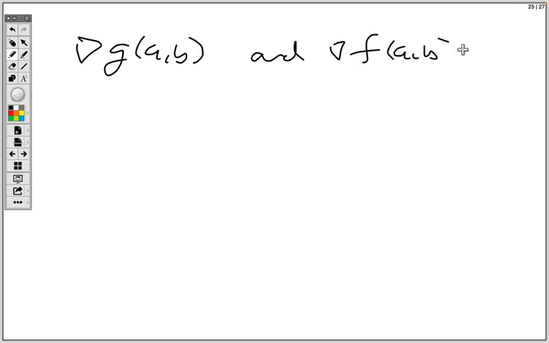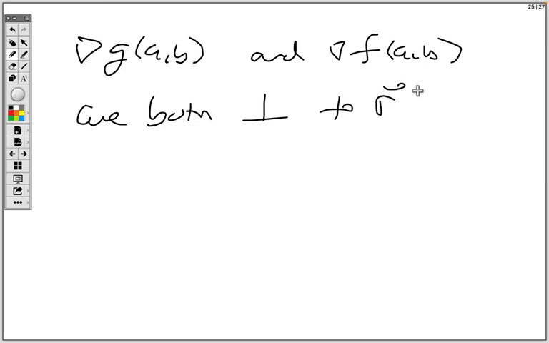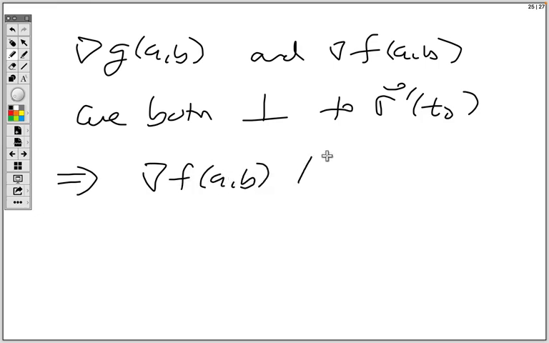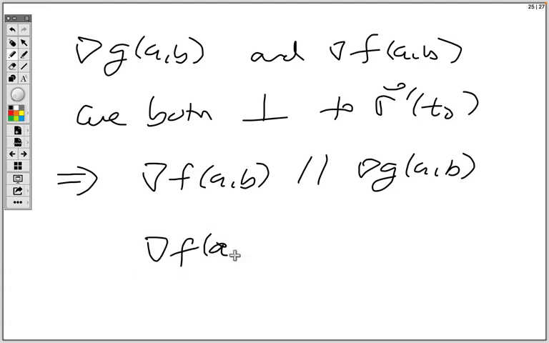So now we've got two vectors that are perpendicular or orthogonal to the same vector. So we've got the gradient of g and the gradient of f are both orthogonal to r prime at t naught. So that means that they are parallel. So that's the analytic argument to the multiplier theorem.